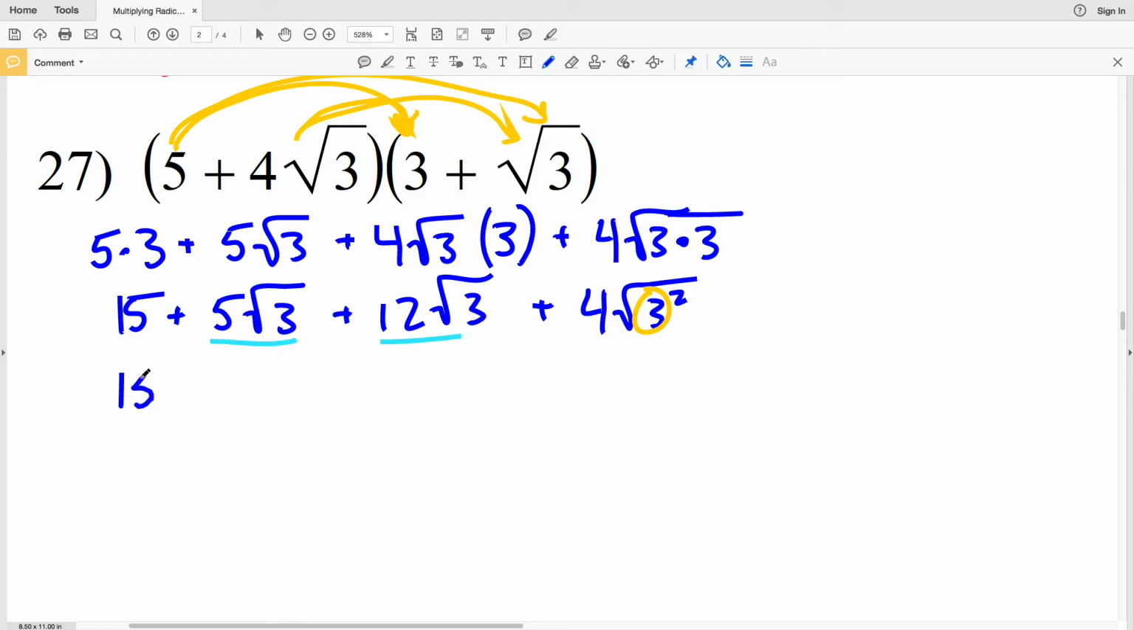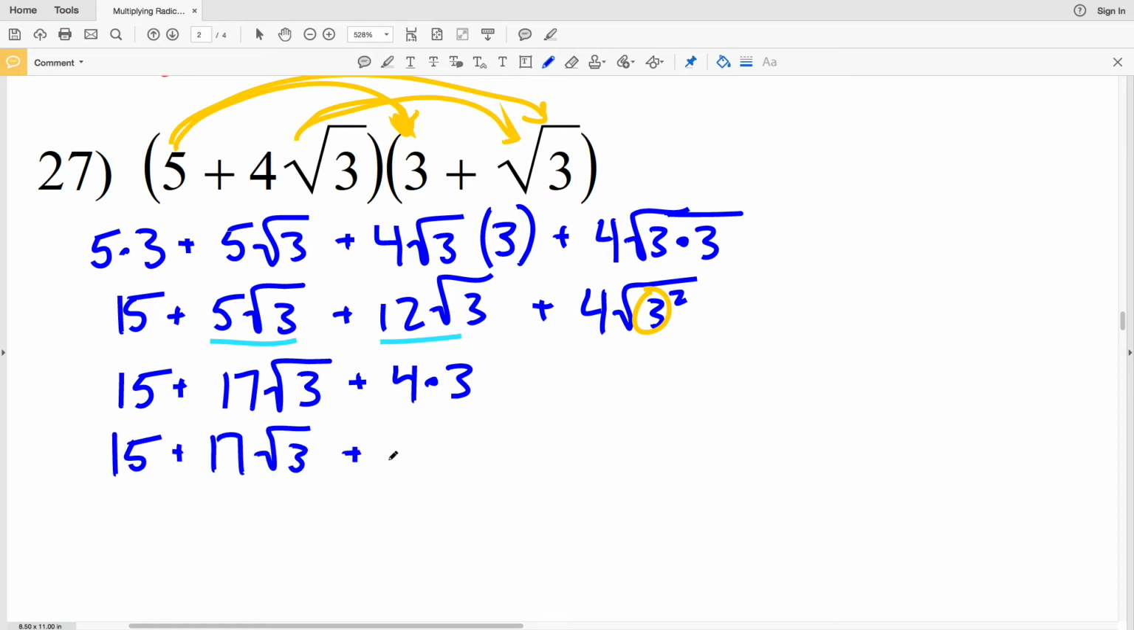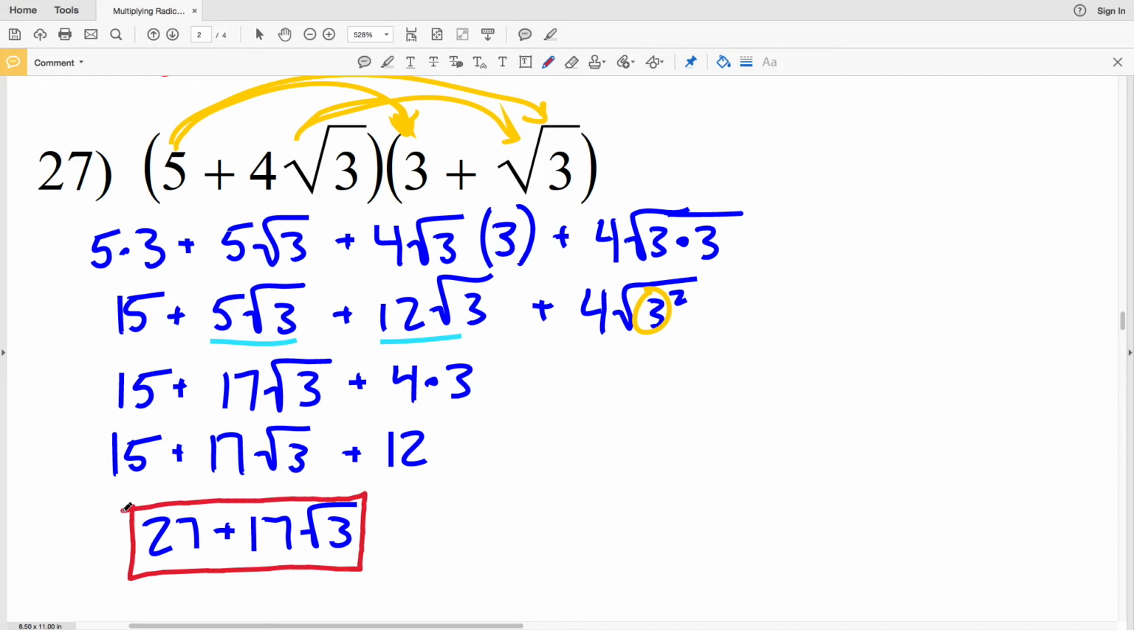So I'll have 15 plus 5 plus 12 is 17 times the square root of 3, since both 5 and 12 were multiplied by the square root of 3, and then I'll add that to 4 times 3. So 15 plus 17 times the square root of 3 plus 4 times 3, which is 12. 15 plus 12 is 27. So I'll have 27 plus 17 times the square root of 3 as my solution for number 27 on this worksheet. 27 plus 17 times the square root of 3.